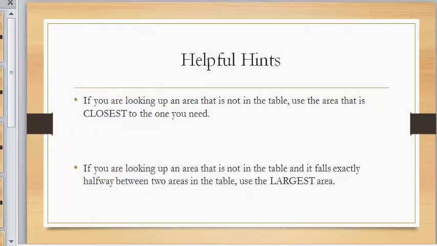The last thing I want to share with you are just a couple of helpful hints to think about as you work some of these problems. Note that your table doesn't contain every possible area. So sometimes you will be working a problem and you'll need to look up an area that is not in the table. So we have two rules that we use for that. The first one says that if your area is not in the table, you should use the area that is the closest to the one that you need.